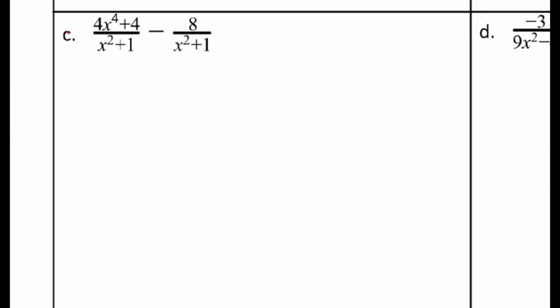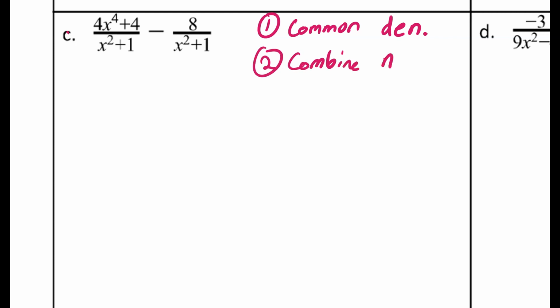For subtraction and addition problems, the goal is to first get a common denominator, and then once we have a common denominator, then we can combine like terms in the numerator.